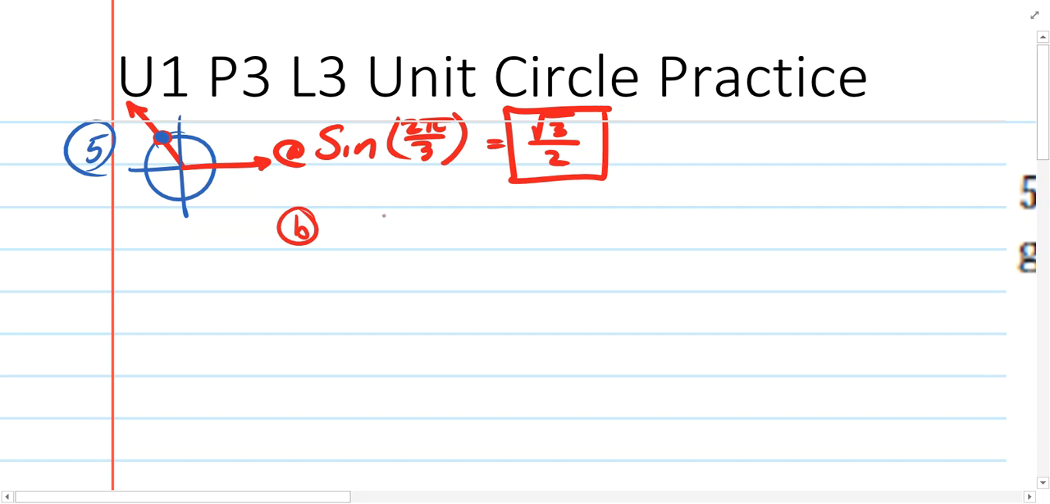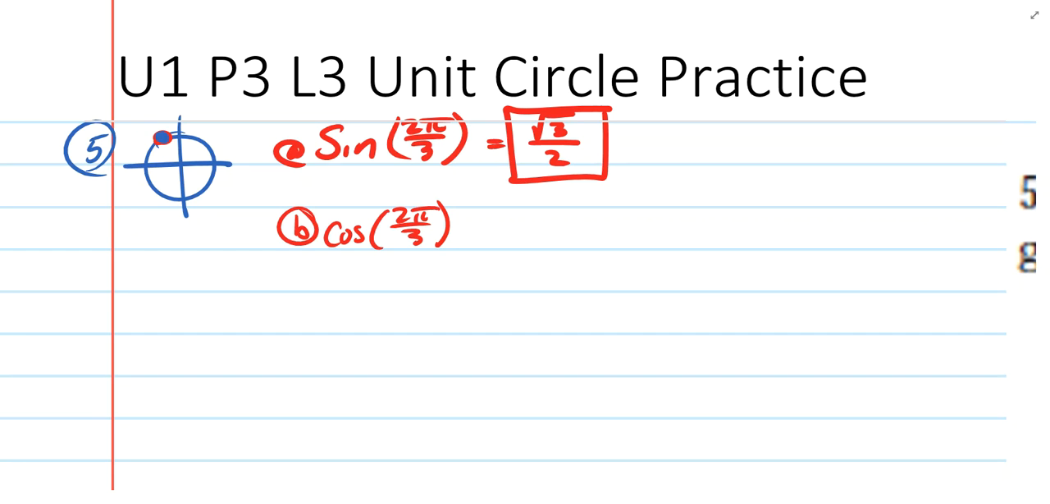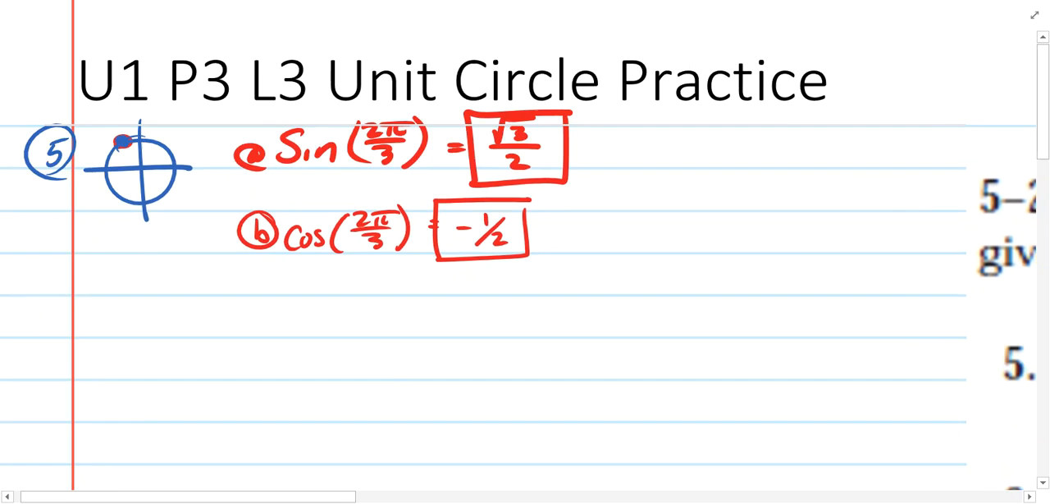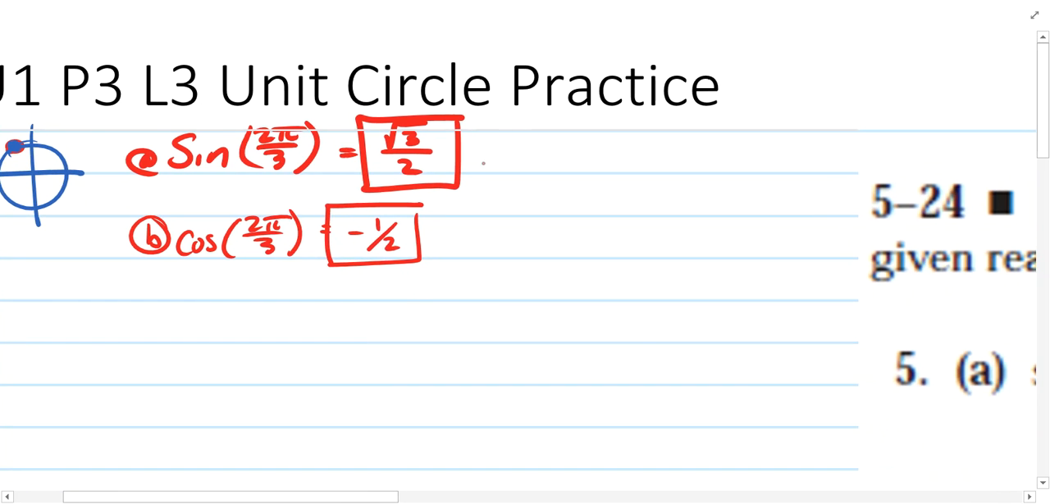For part B of 5, we're again using the same angle measure. This time we're asking for cosine of 2 pi over 3. So again, we're dealing with the same position, and I'll get rid of that arrow because I tend to not use the arrows here. I'll look at the coordinate itself. Now, cosine is asking for the x value at that position, and the x value in that position is negative 1/2. The cosine of 2 pi over 3 is equal to negative 1/2.